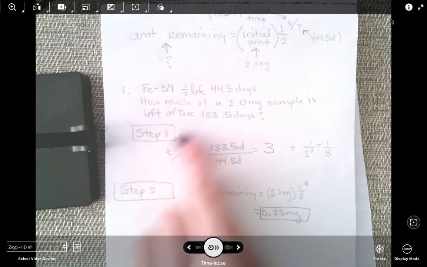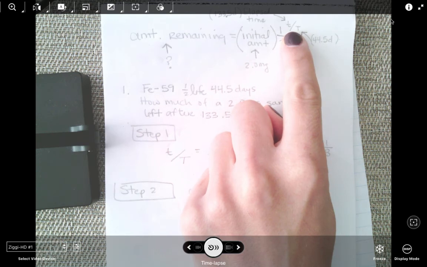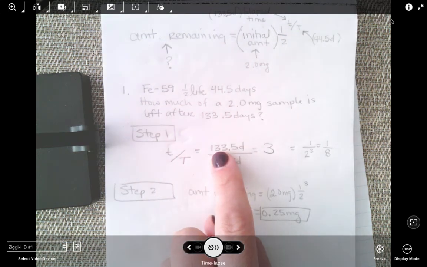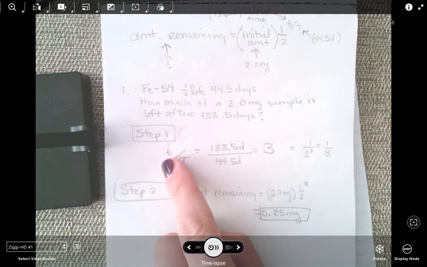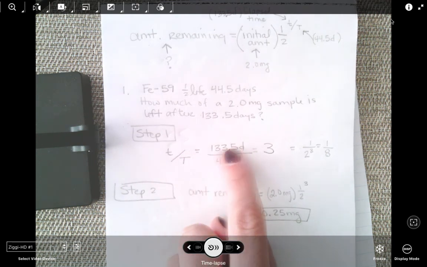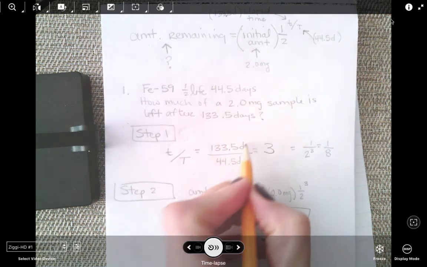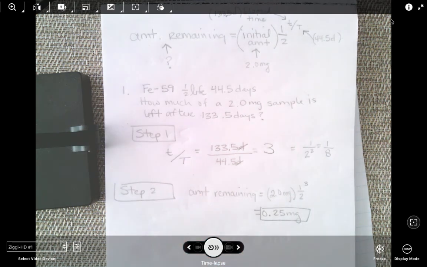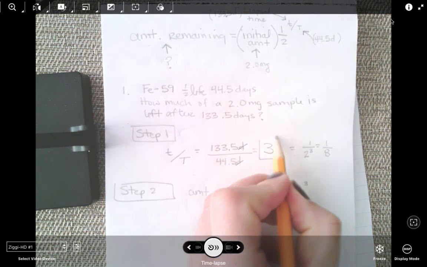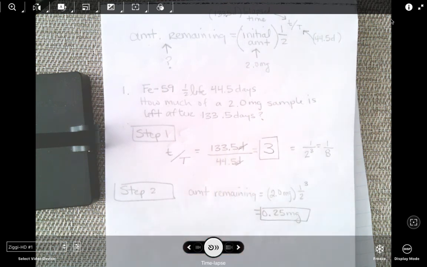Well, the first step is to solve for this right here. So little t divided by big T, and that's going to get us our exponent. So our little t divided by big T is 133.5 days, that's the time elapsed, divided by the half-life of the sample, which is 44.5 days. And you notice these units are going to cancel out, which means that your answer has no units, or it's unitless. So this tells me right here, if you take 133.5 divided by 44.5, it's going to get you the number 3.